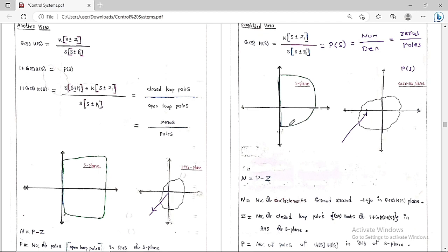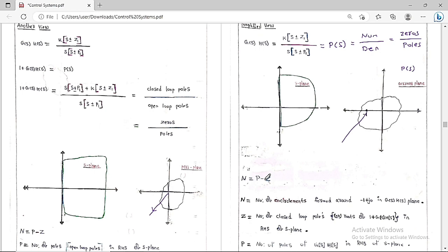So therefore we can say finally G(S)H(S) is equal to K into (S plus or minus Z1) by S into (S plus or minus V1). So if I take the full S plane, the full right-half of S plane, and plot it in the G(S)H(S) plane, then the formula is N is equal to P minus Z, where P indicates the number of open loop poles.